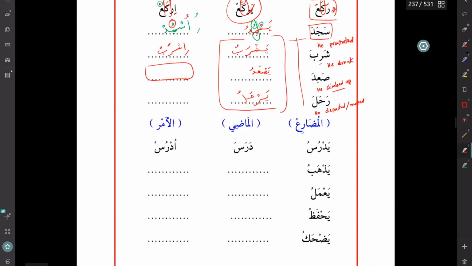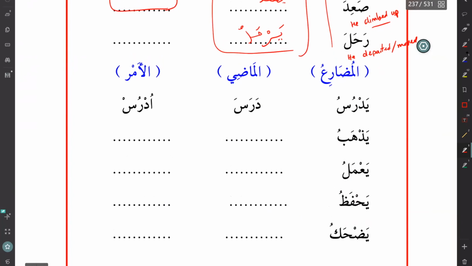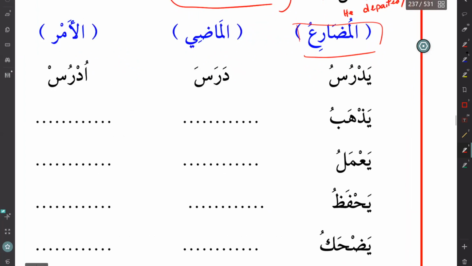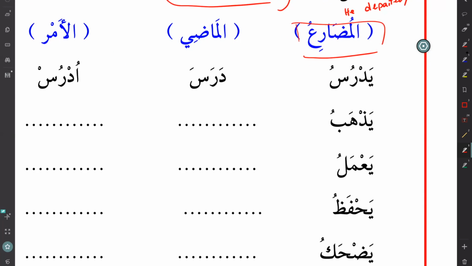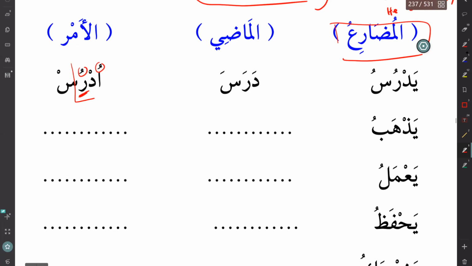Now, the last exercise we have here, they give you the mudare, the present tense, and they ask you to make it into the past and the command verb. Which should be simple. So we have yadrusu, darasa, and udrus, right? And why do we have the middle letter with a dhamma? Because the present tense has a dhamma.